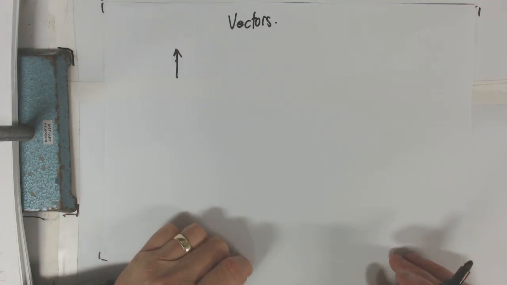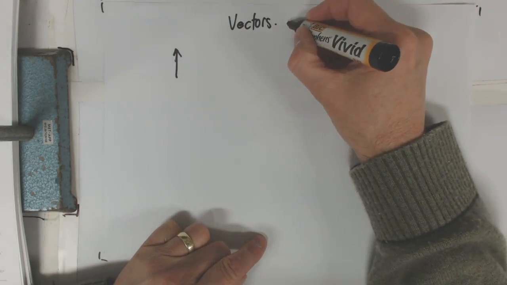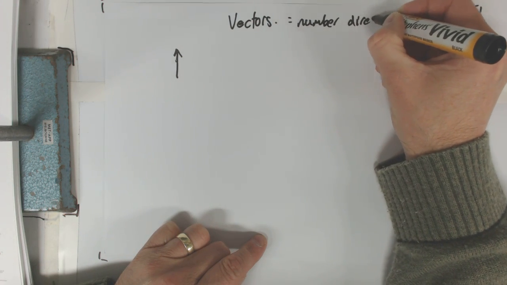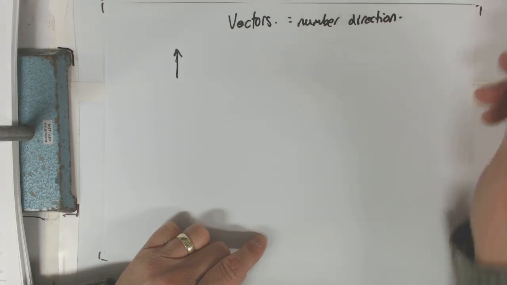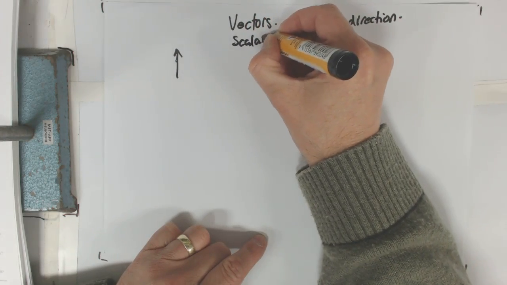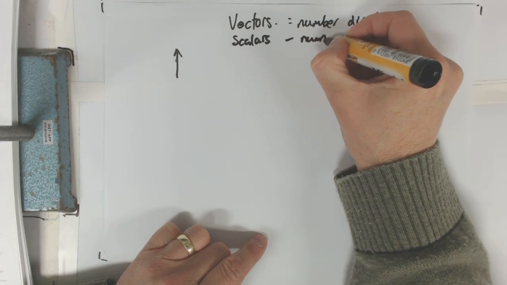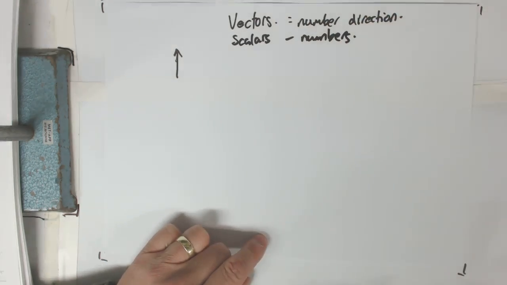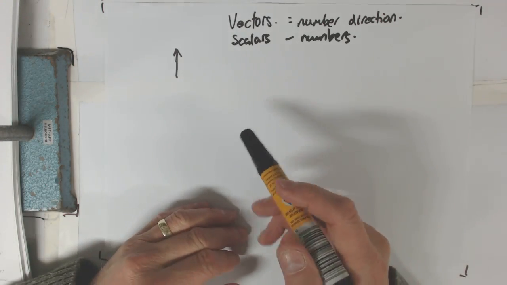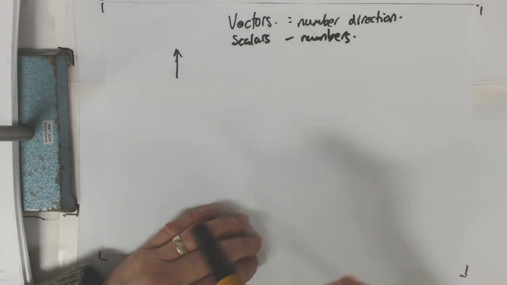Vectors are like numbers, but they've got direction. So a vector is a number with direction. Numbers by themselves are often given the name scalars. So scalars are just numbers. So if something needs to be represented by direction and it's got a quantity, you use a vector.